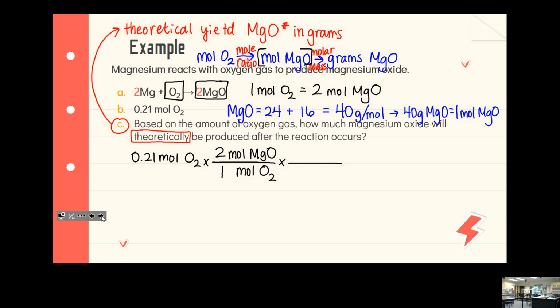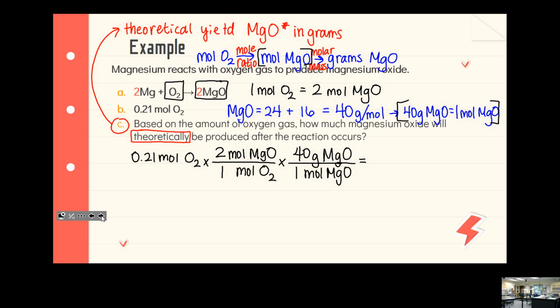I know I want to cancel out moles of magnesium oxide, so that's going to drop down to the bottom. And I want to get into grams. Whatever you want always goes to the top. Whatever you cancel goes to the bottom. So I go back to my conversion factor here. I want 40 grams per 1 mole.